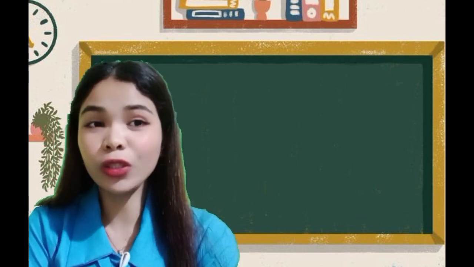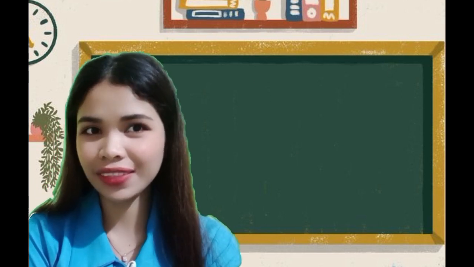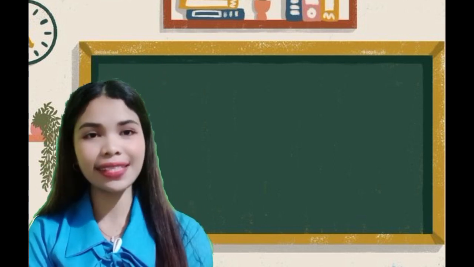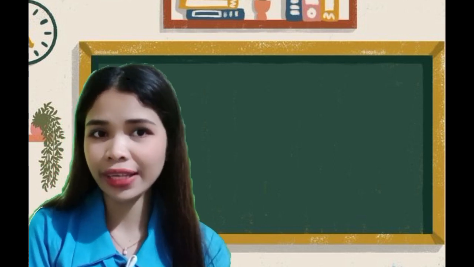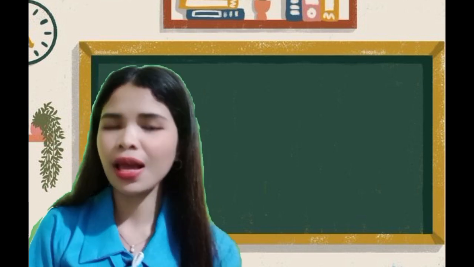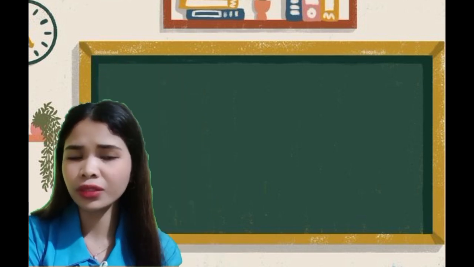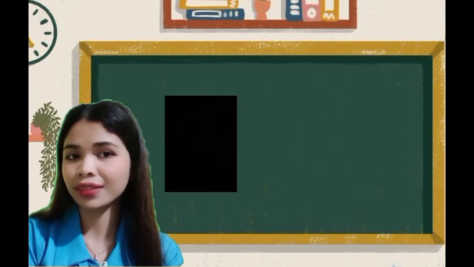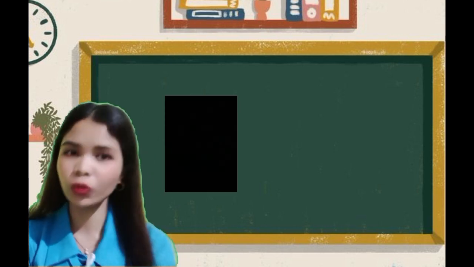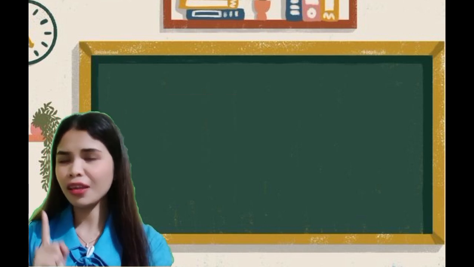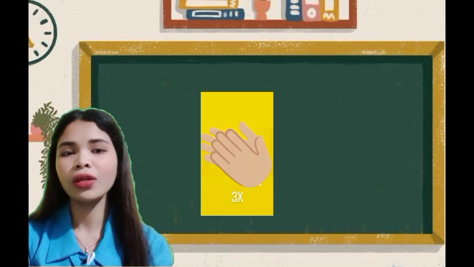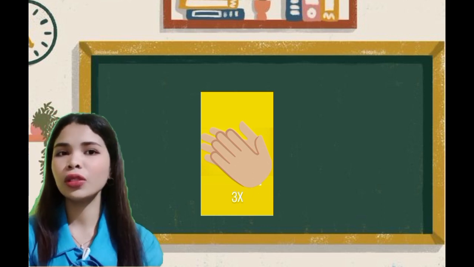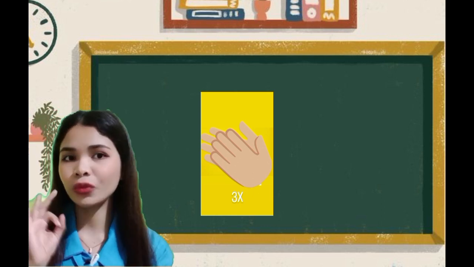Okay class, are you all excited to have an activity today? We will have an activity. In this activity, the class will be divided into two groups. On the floor, I have put different colors. If you see the color black paper, it means you remain silent. And if you see the color yellow with a clapping hand sign, it means you need to clap your hands 3 times.